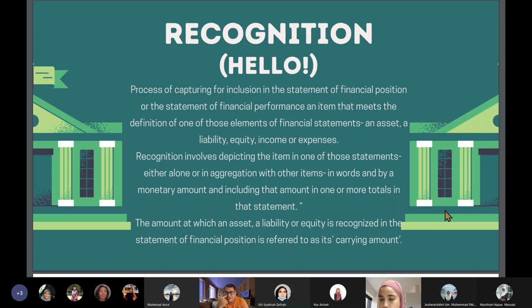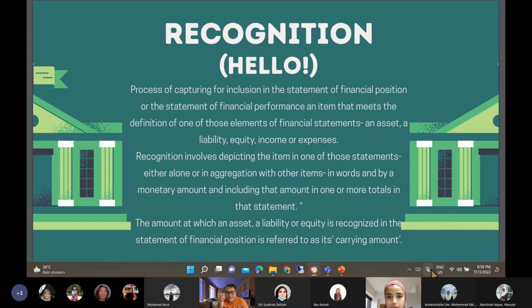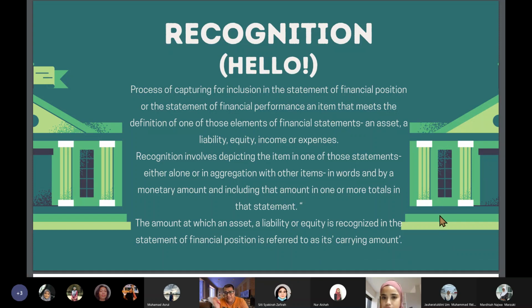Okay. So you nampak kalau ayat kamus dia jadi recognition involves depicting the item in one of those statements either alone or in aggregation with other items in words or by monetary amount. Dia jadi ayat macam tu. Ayat simple dia lah. Bila you nak recognize asset, macam mana you recognize kan ada tiga tu. Ada right, ada economic benefit, ada you punya control. Jadi bila ayat kamus tu dia jadi macam ni lah. You tak akan hafal punya ayat kamus ni. Dan setelah you understand, buat 3 baris hingga 5 baris based on you punya understanding pun dah settle. Tak perlu hafal. Yang penting fahamkan sahaja dia. Okay, sama. Alright, next slide.